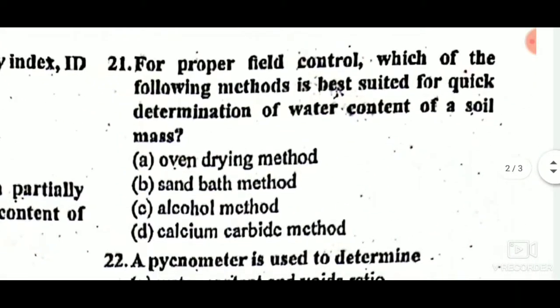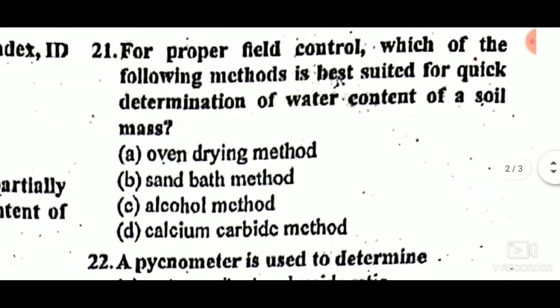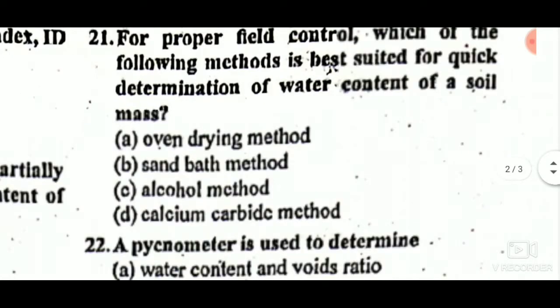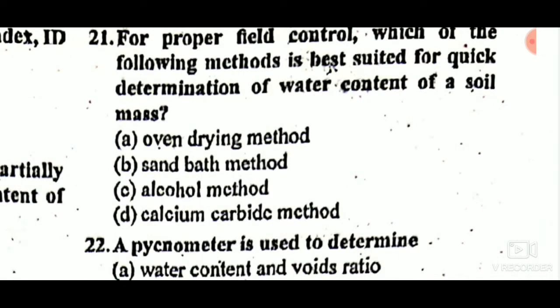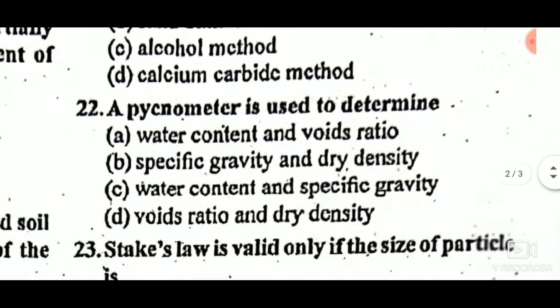Next question, for proper field control, which of the following method is best suited for quick determination of water content of the soil mass? Here in option A oven drying method, option B sand bath method, option C alcohol method, and option D calcium carbide method. Here option D is correct, calcium carbide method. If they ask for accurate method, oven drying method is correct. If they ask for quick method, calcium carbide method is correct. Option D is the correct answer.